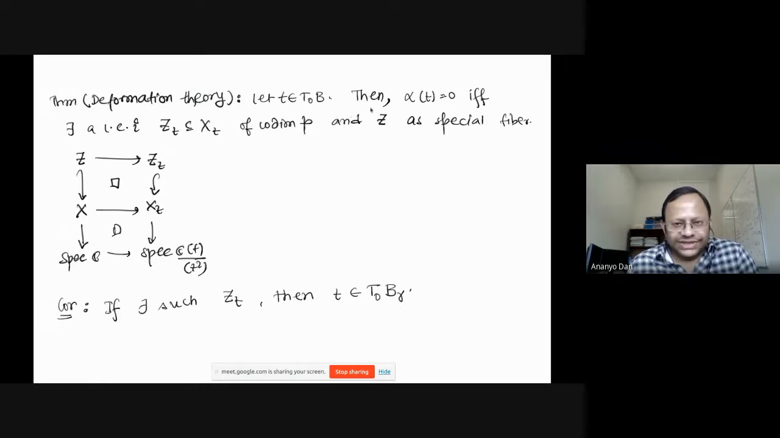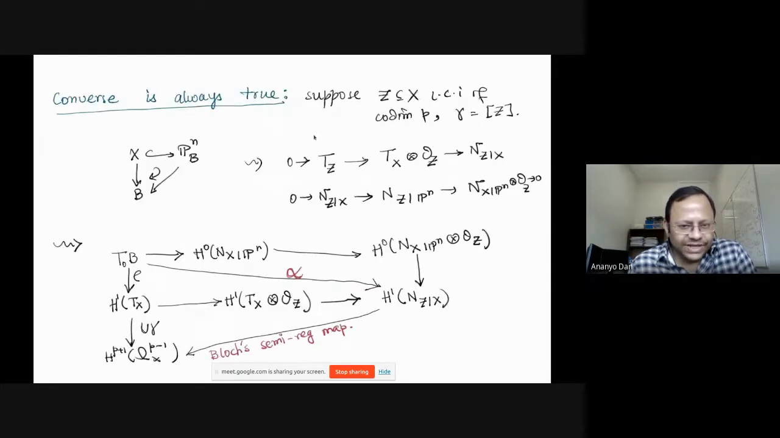So now you can see that the geometric obstruction really is captured by this map alpha. So if Z does not deform to a local complete intersection, this will map to something non-zero in here. So that was the geometric side.